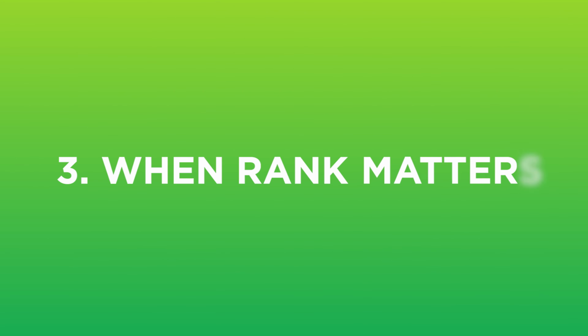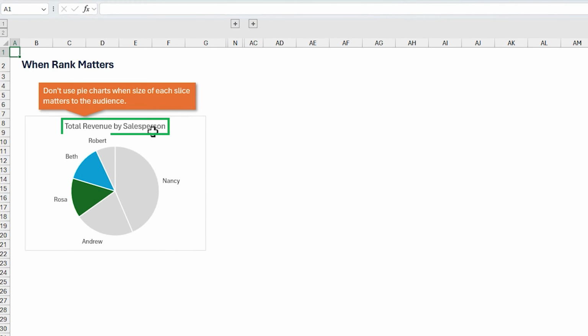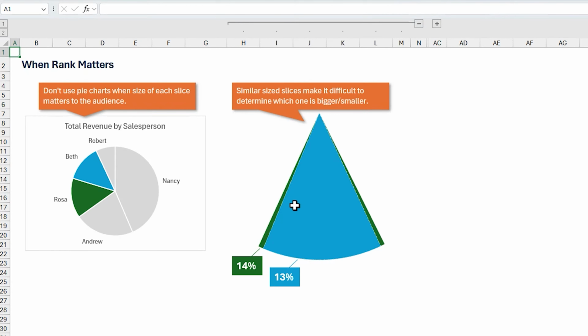Oftentimes with charts, rank does matter. In this example here, we're looking at a pie chart of total revenue by salesperson, and we want to know if Beth or Rosa performed better. And with pie charts, it's very difficult to tell that by the size of the slices if we don't have additional data labels here. And to further that point, I've actually blown up both of those slices. It's a 13 versus 14% comparison and overlapped them. And as you can see, the size isn't much different. So for the reader to be able to determine that when the slices are next to each other like this is very difficult to do.